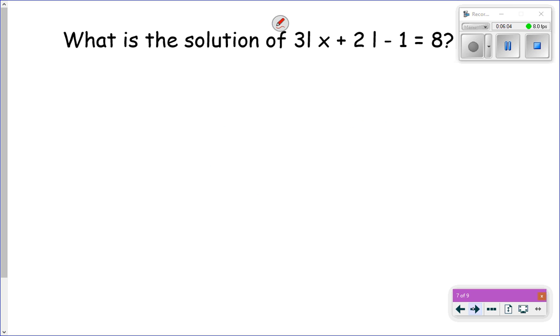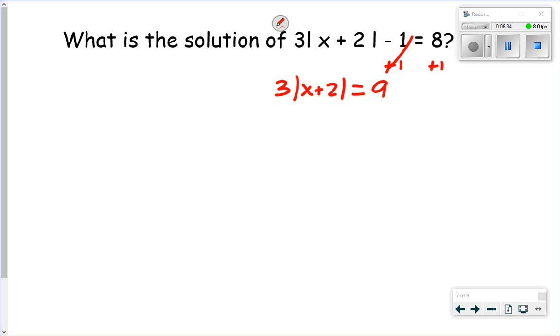Okay, next problem. We've got 3 times the absolute value of x plus 2, minus 1, equals 8. So first step is to always make sure the absolute value bars are by themselves on the left-hand side of the equation. So right now they aren't. So I need to get rid of the 3 on the outside and the minus 1. So we always get rid of the subtraction first. So I'm going to add 1 to both sides. So then I've got 3 absolute value of x plus 2 equals 8 plus 1 is 9.